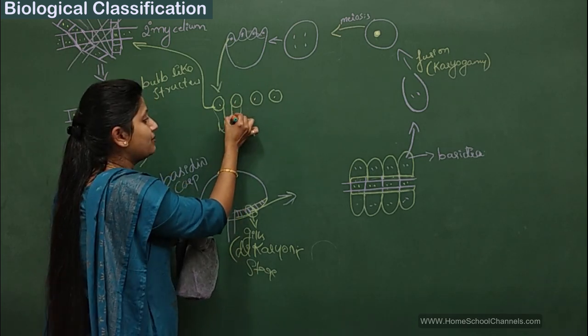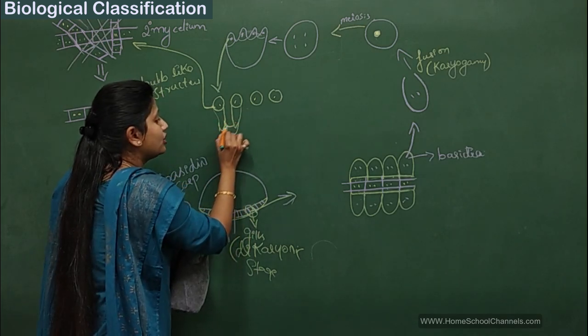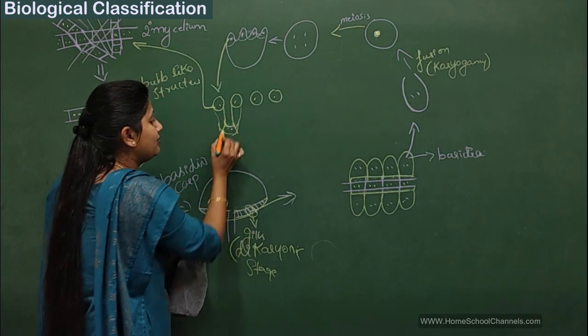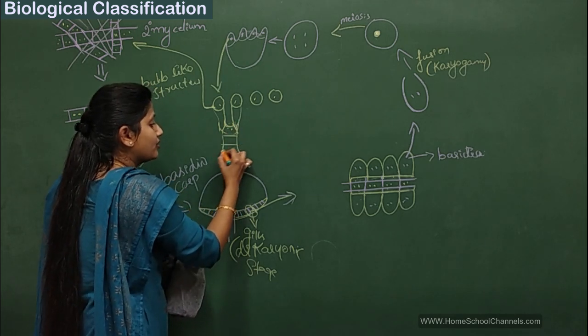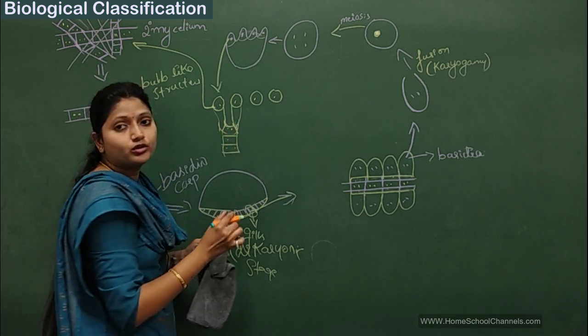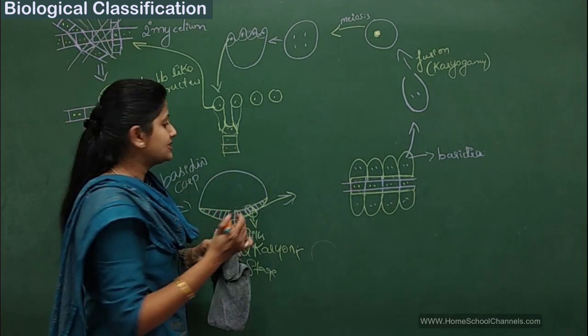When it is germinated, it is called primary mycelium. Now when it is fused, we call it secondary mycelium. Later on this secondary mycelium will grow to form a network of the hyphae called mycelium.